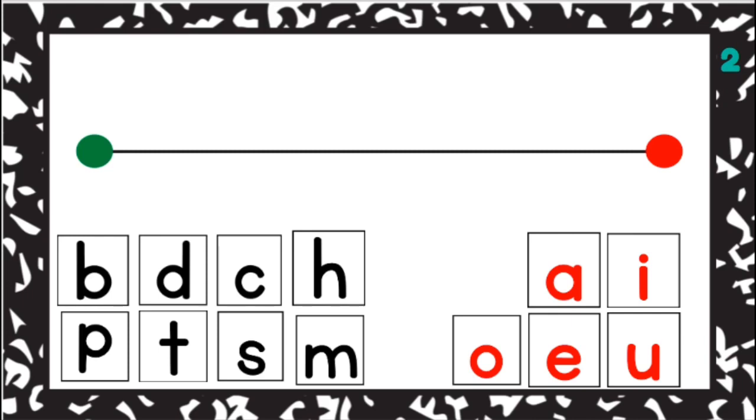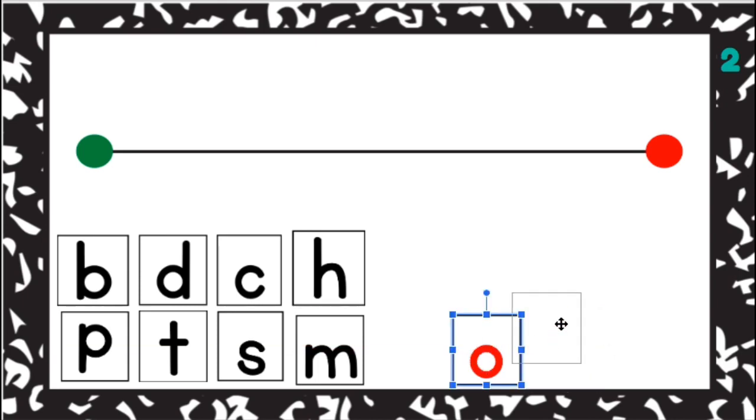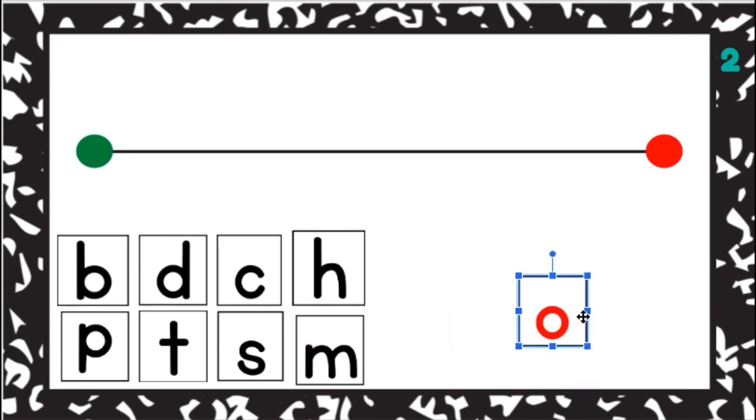All of the words today are going to have the short vowel ah sound. So here we have an A. We don't need that one today. We have the vowel I. We don't need that one today. We have the vowel U, and the vowel E. The only vowel we're using today is the ah.